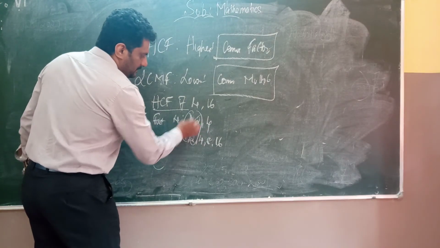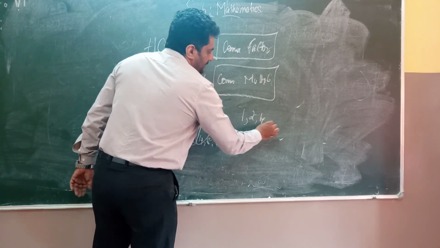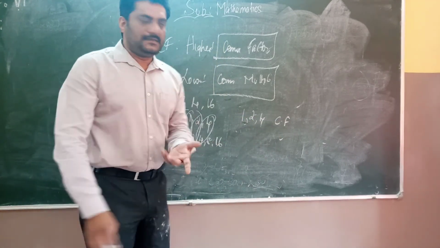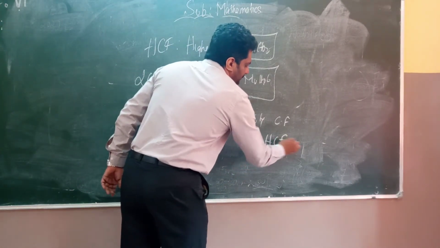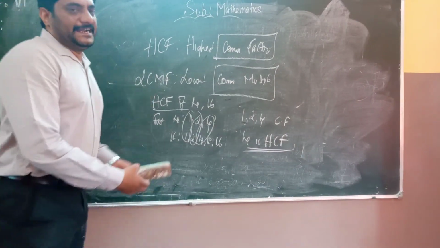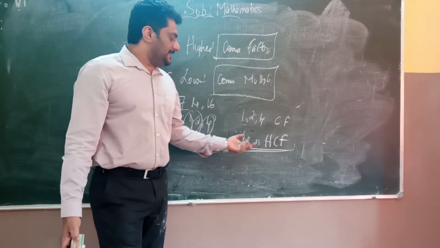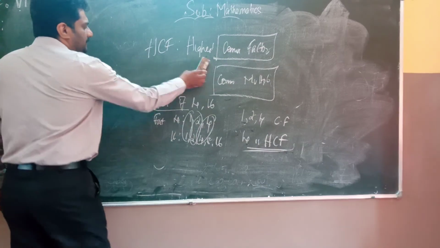This. That means 1, 2, 4. These are the common factors. In this, which one is the highest one? 4 is the highest common factor. Only thing is, get the common factors. Once you get the common factors, check which one is the highest. That will be the highest common factor. Same thing in multiple.